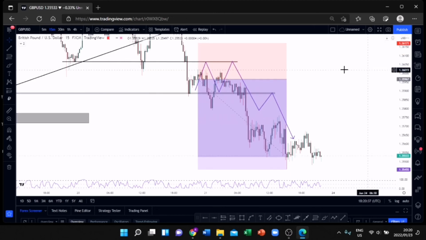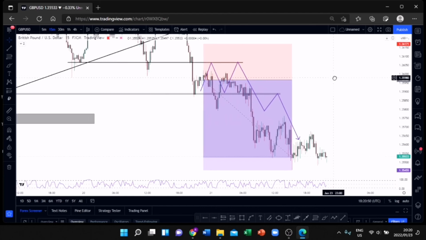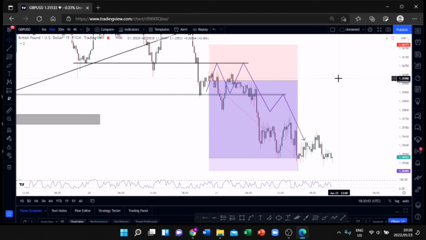I didn't actually go to the 15-minute time frame when I was analyzing it, but I did stop at the 30 minutes. I'm just doing a top-down analysis for the video. So yeah, that was my trade on GBP USD.